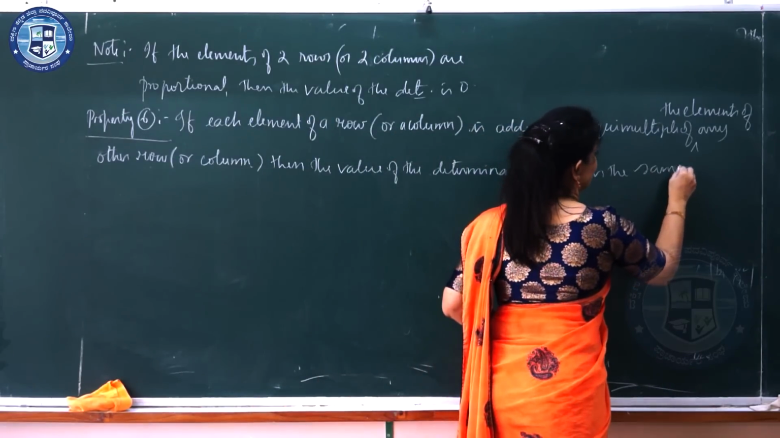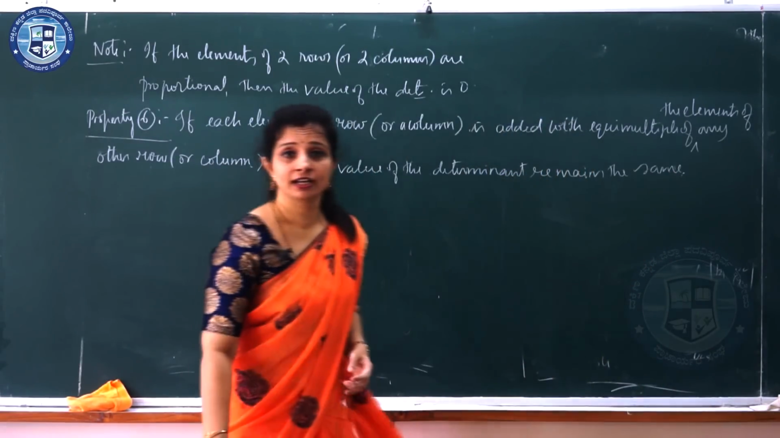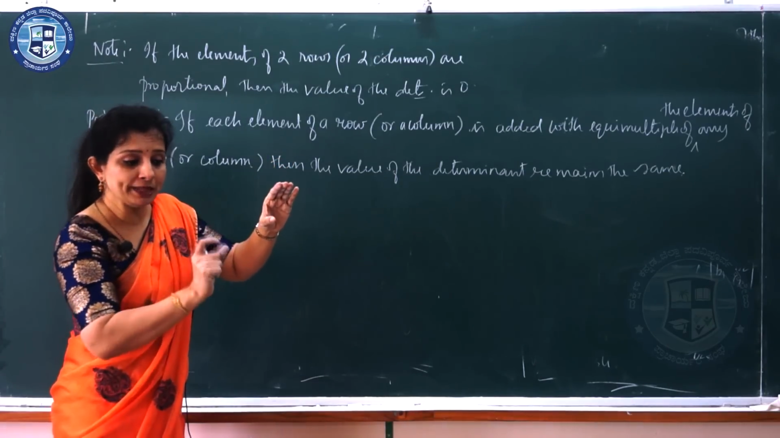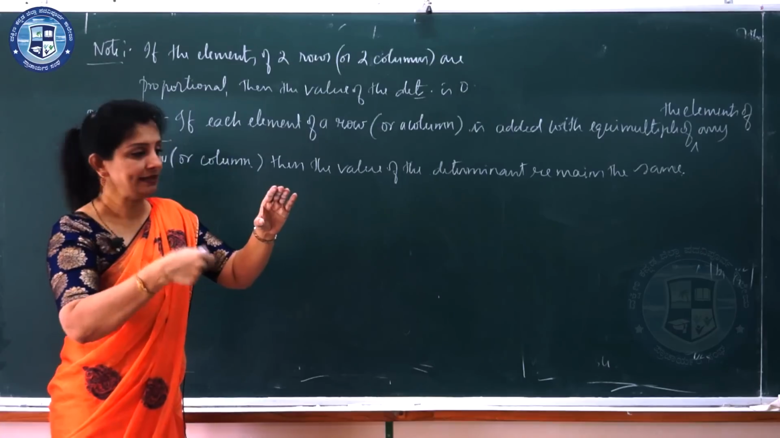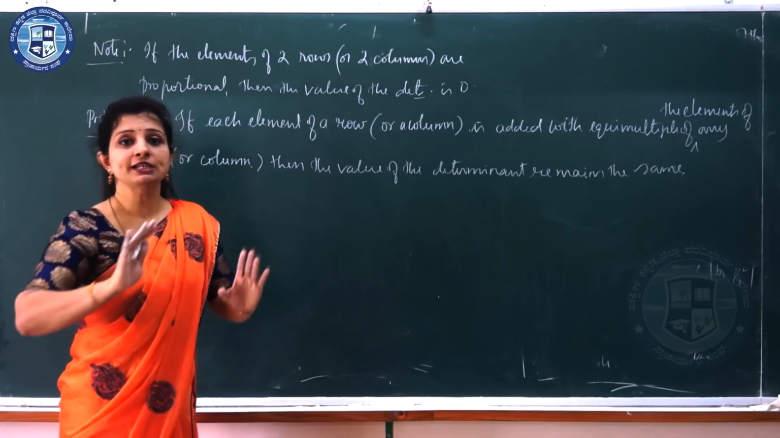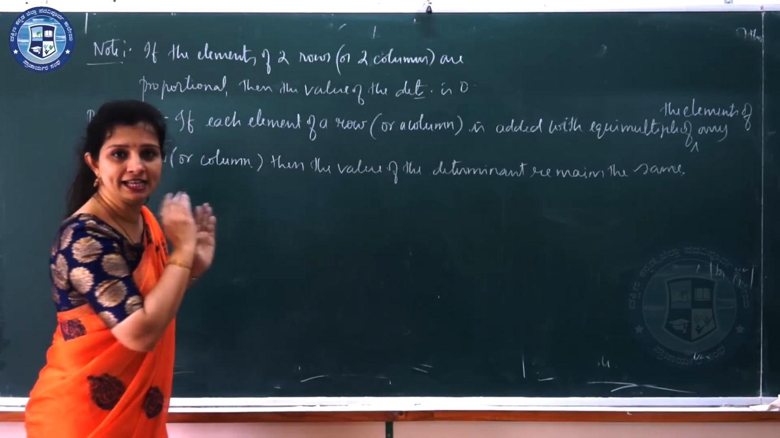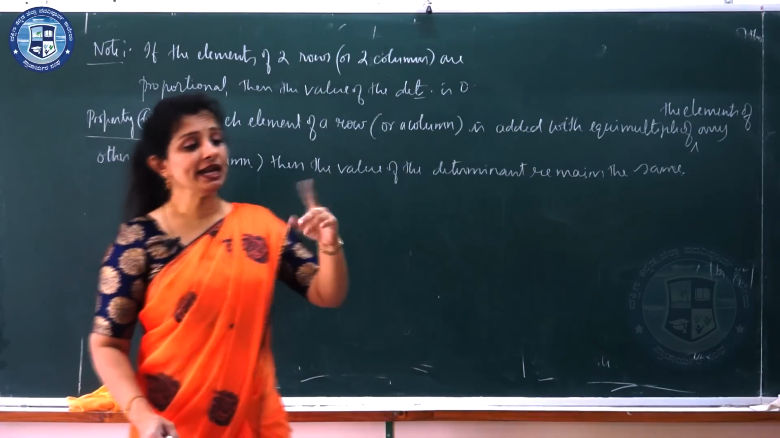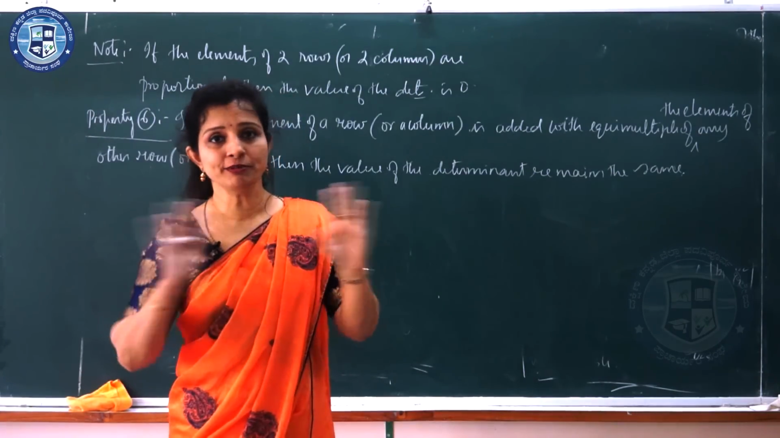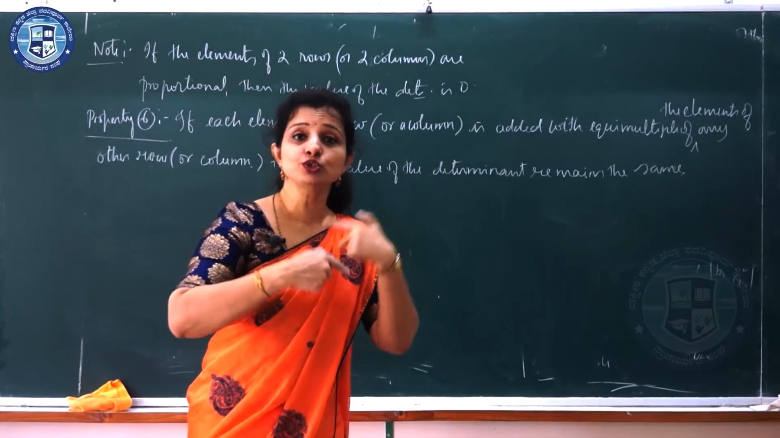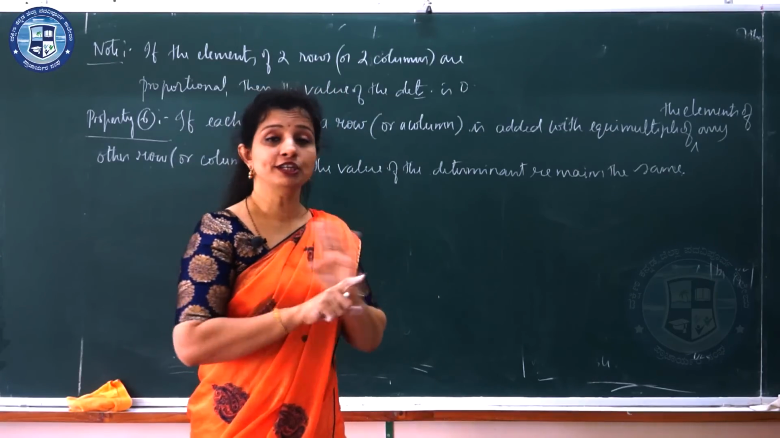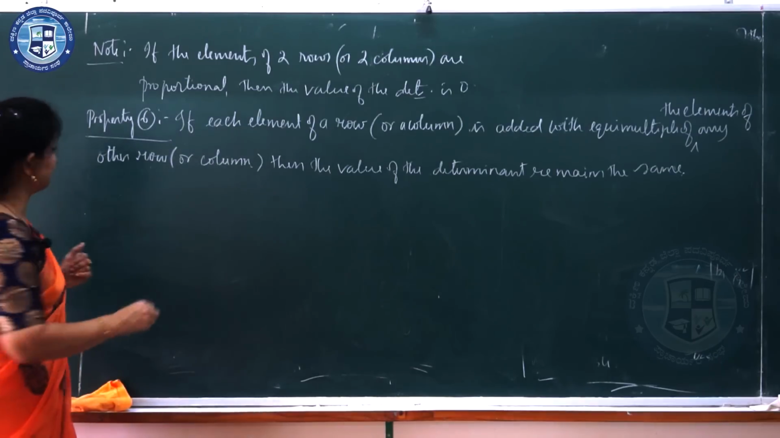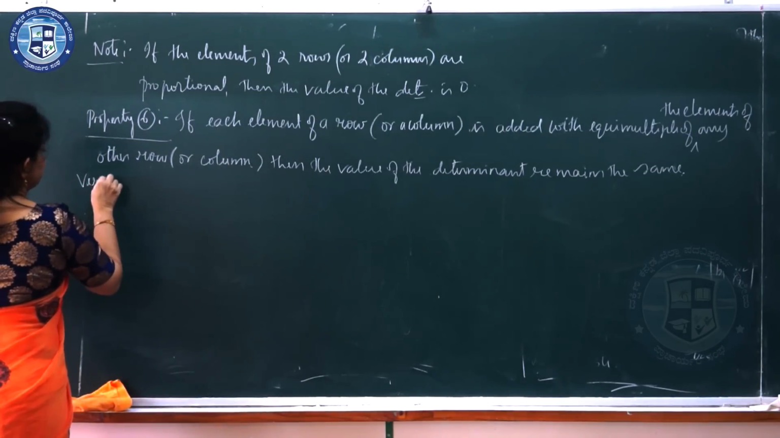What's the meaning of this? If one row's elements are added with the other row's elements multiplied by some constant k, then also the value of the determinant will not change. It remains the same, it is unchanged. It is as simple as, even if you add the two rows or two columns, the value of the determinant will not change. That is the sixth property. So we will prove this, students. Let us consider verification.